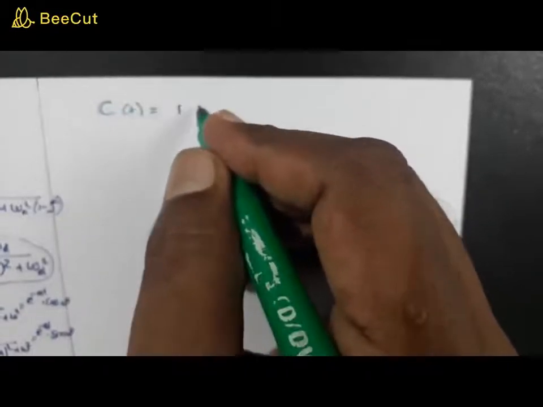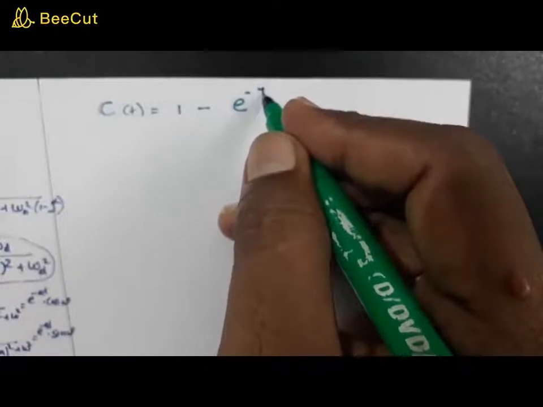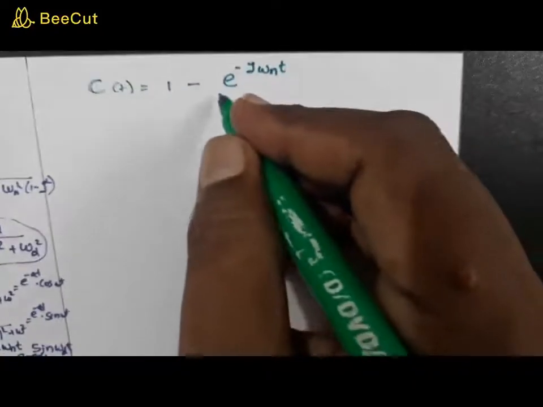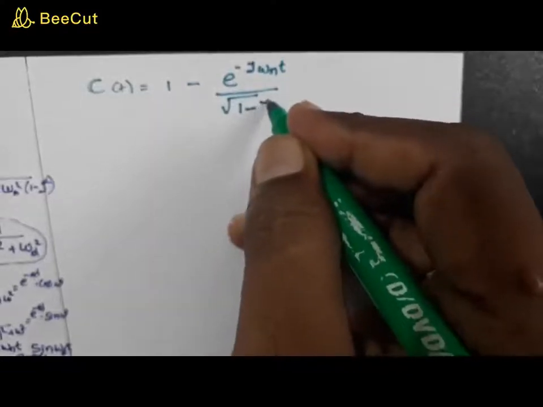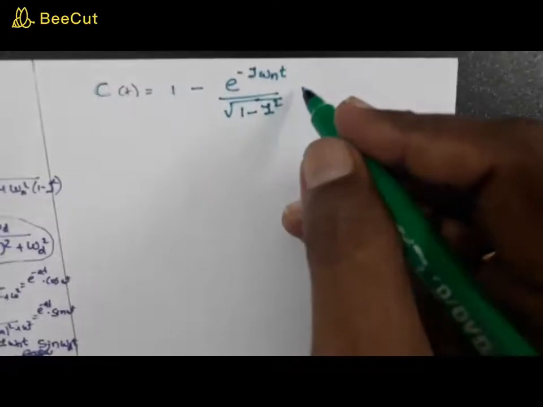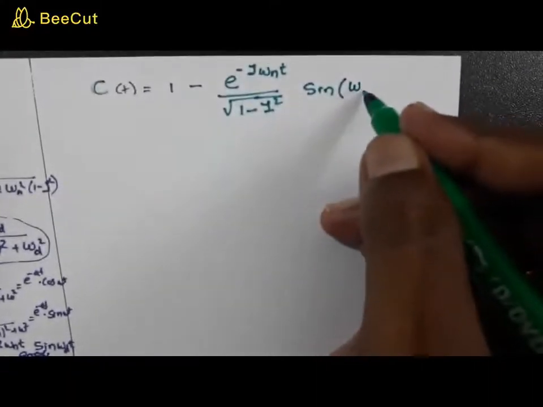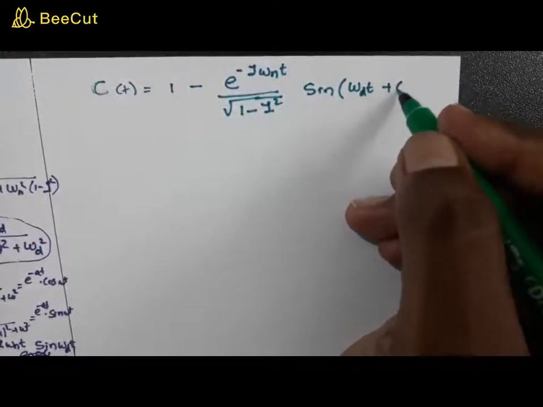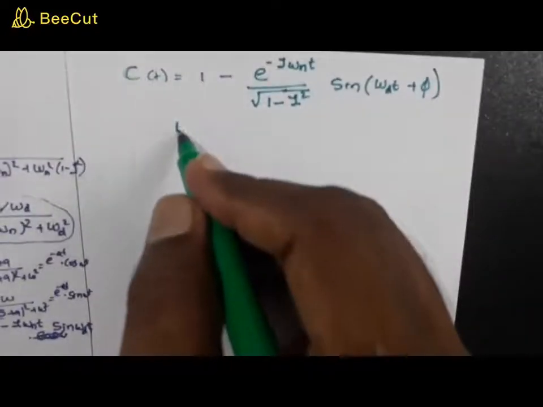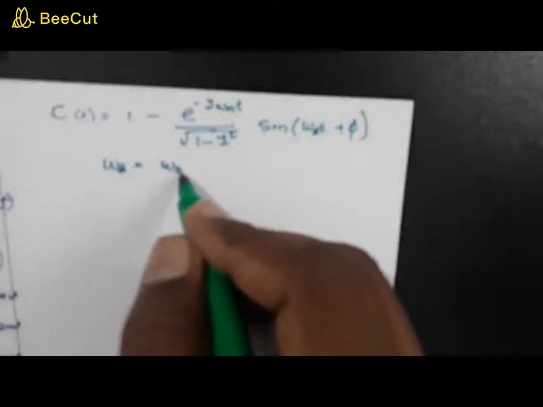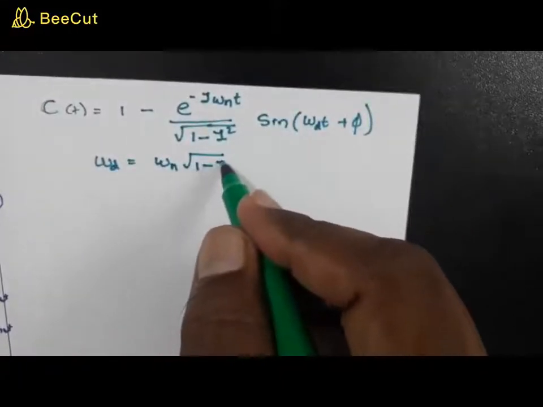So using that identity, you can rewrite this expression as c of t is equal to 1 minus e raised to minus theta omega n t divided by root of 1 minus theta square, into sine of omega d t plus phi, where omega d we have already defined as omega n into root of 1 minus theta square.